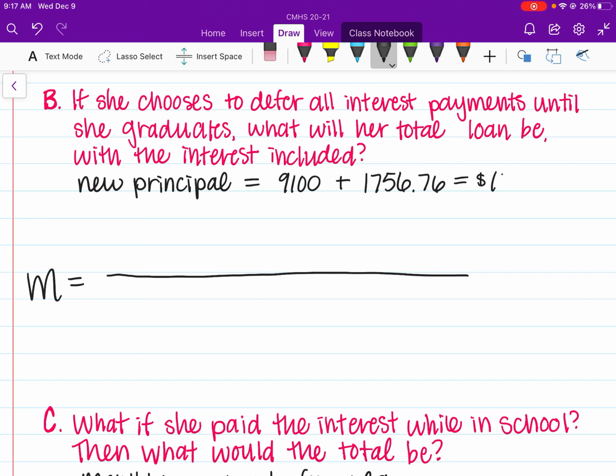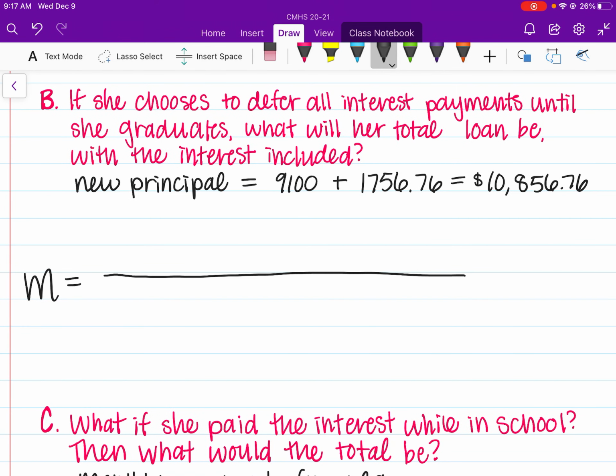So that will get us $10,856.76. So that's the new principal. That's how much it's going to be now. But it's asking what will her total loan be? So what we're going to do is use the monthly payment formula to find out how much it is for 1 month, and then we're going to just multiply that by however many months she has to pay.